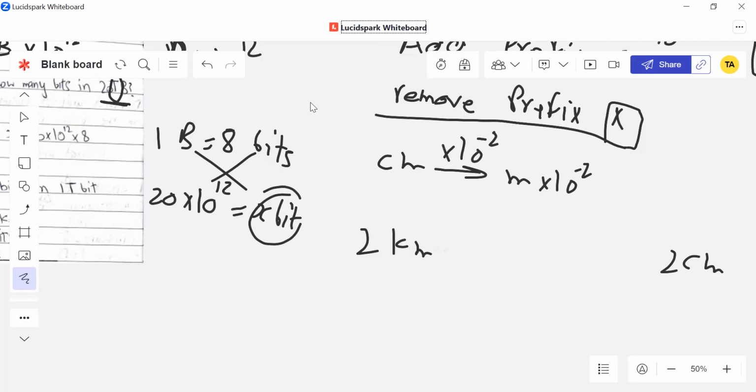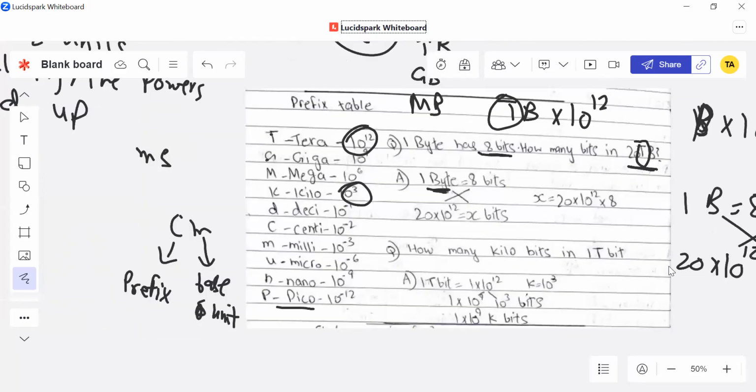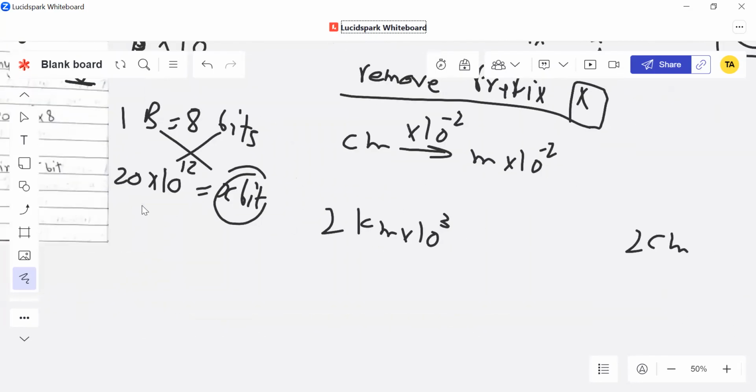So 2 kilometers multiplied by 10 raised to power 3, because that's the value of kilo. So 2 times 10 raised to power 3 is 2000 meters. Now I've converted it to meters. I've removed kilo, I get 2000 meters. Now I can simply convert 2000 meters into centimeters. Ignore this 2. I want to convert 2000 meters into centimeters.